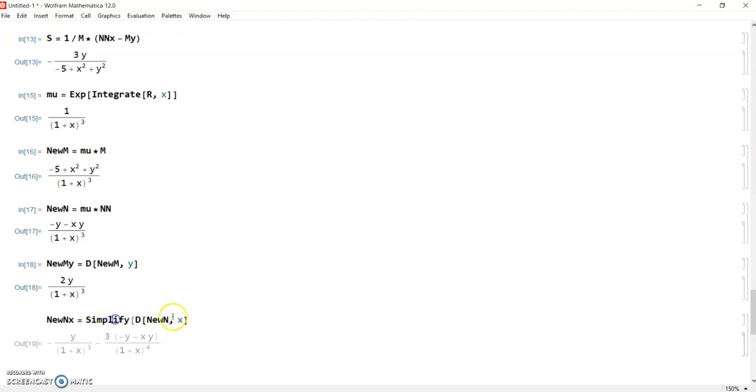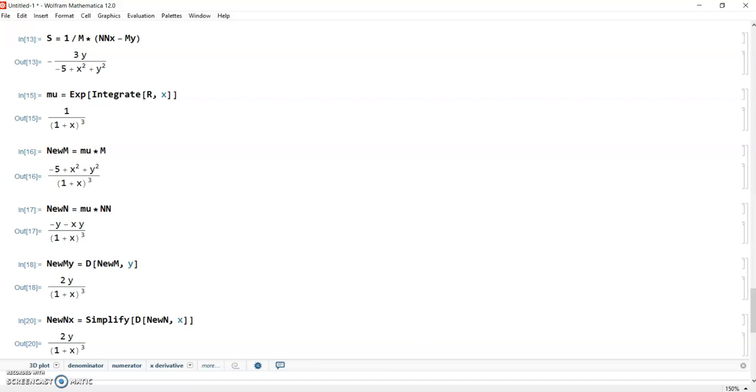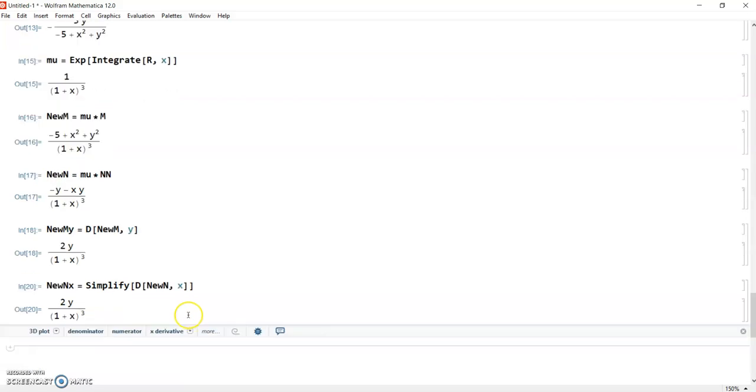So continuing from the previous video, I can simplify it. So it will be 2y over 1 plus x cubed. So I can see that it's the same. This means that now the equation in the new form, after multiplying by the integrating factor, is in the exact form. So we can go ahead and find its solution.